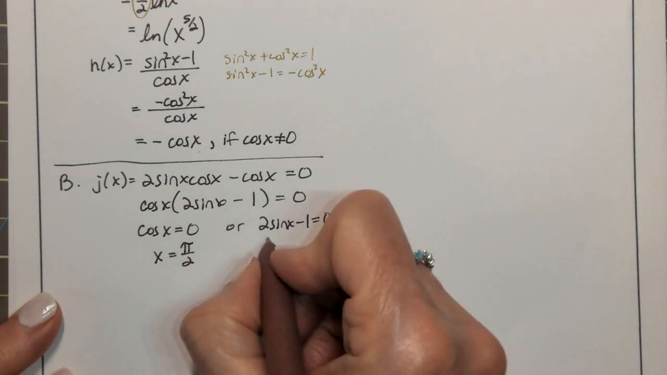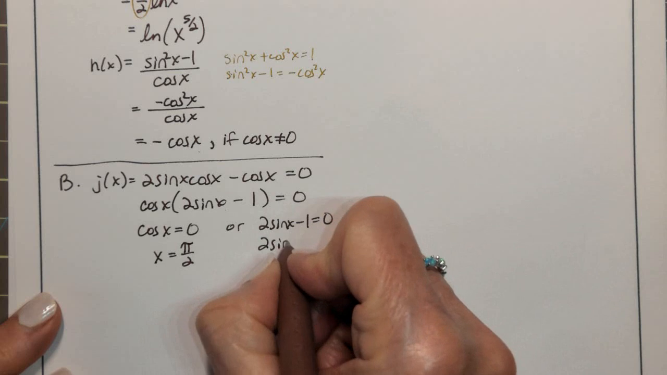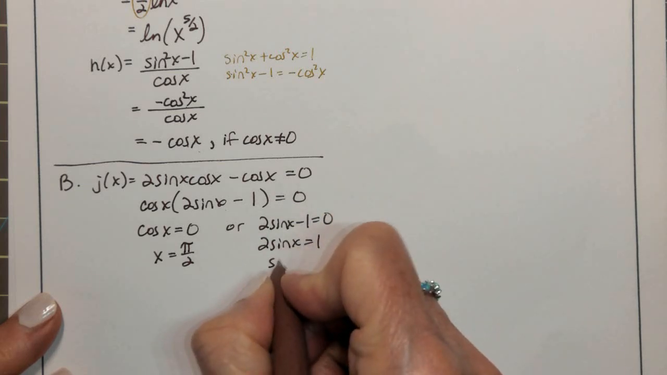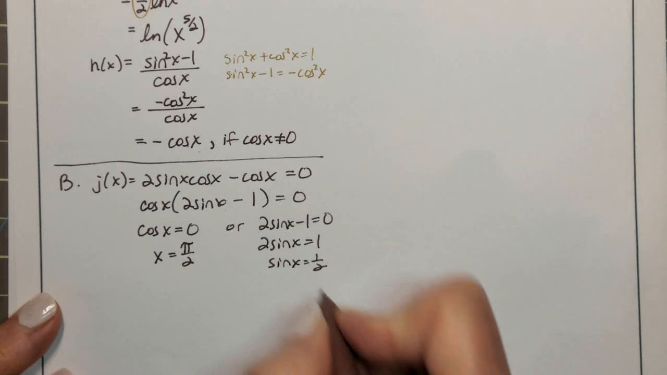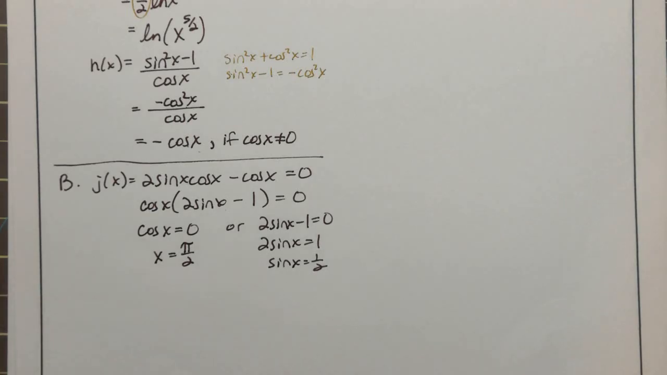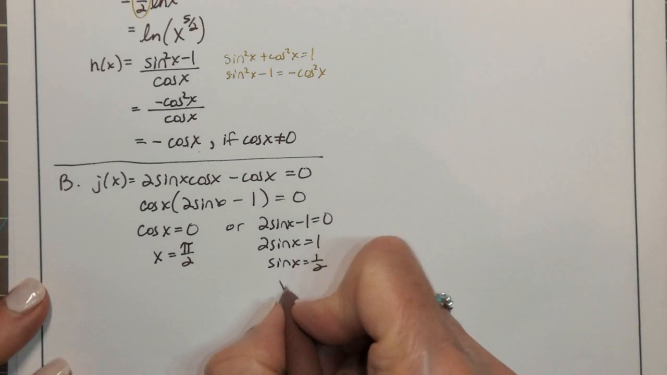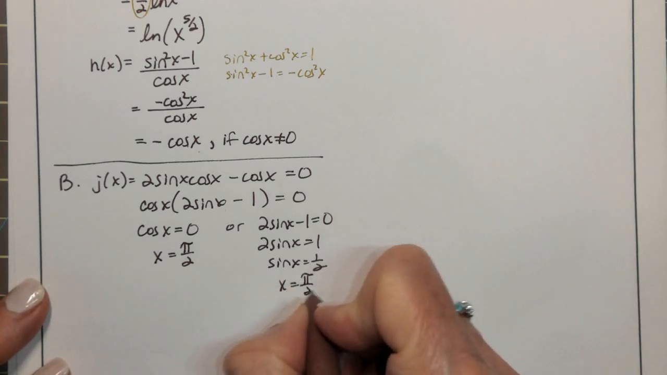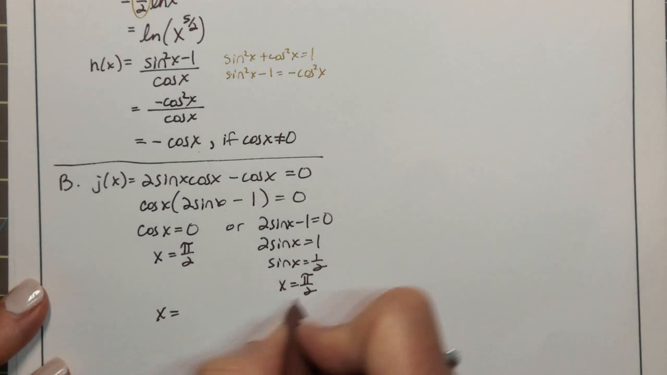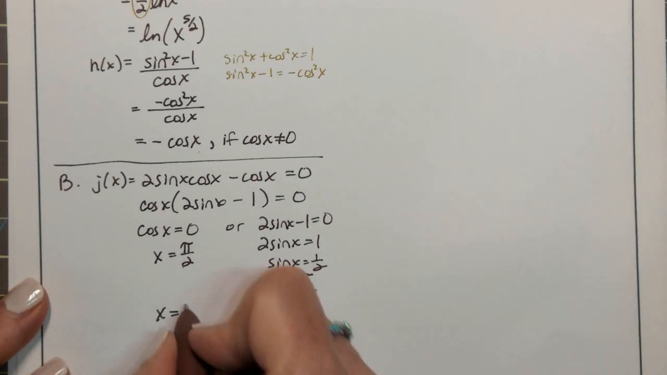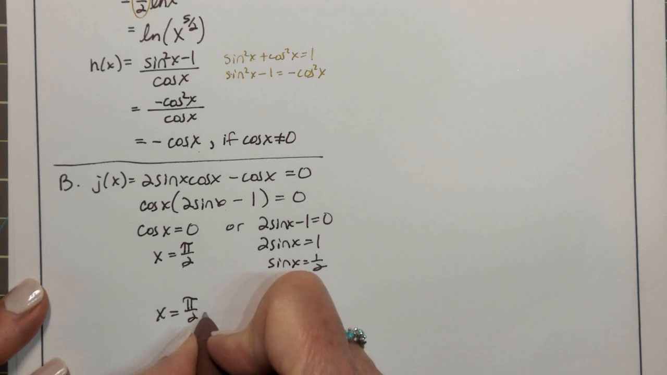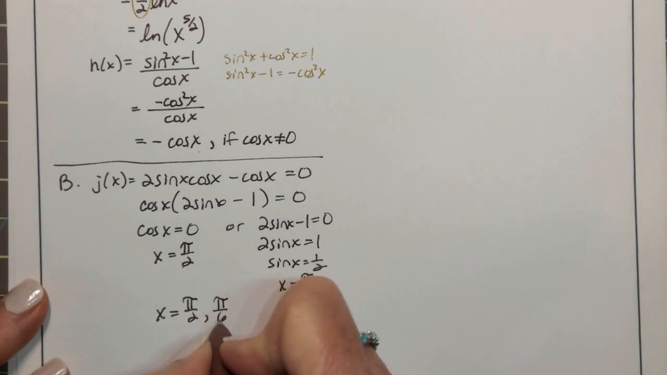For this one, I would have 2 sine x is equal to 1, sine x is 1/2. What value of x between 0 and pi over 2 is sine 1/2? That would be when x is pi over 2. So x is equal, I'm sorry, pi over 6. I was looking at that answer. So x is pi over 2 and pi over 6.